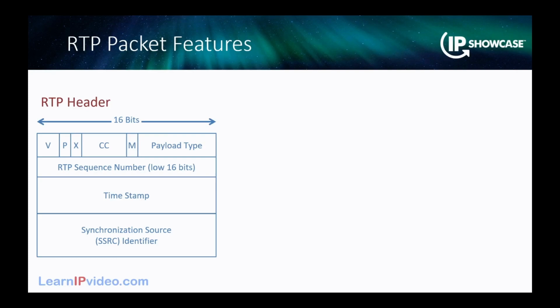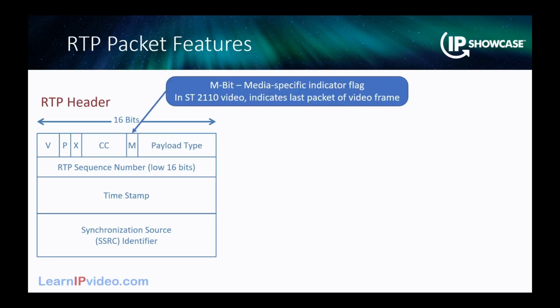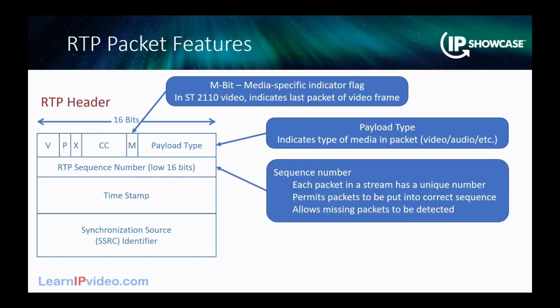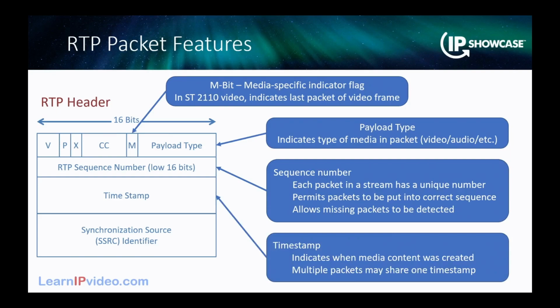So let's talk a little bit about our IP transport. What does RTP give us? It gives us an M-bit that's specially used in 2110 to indicate the last packet of a video frame. If you've got 1,000 packets, it's nice to know what the last one is. The payload type tells us what's in that packet. The sequence number, that's incremented by 1 for every single packet that is in the flow, so you can keep track of them. You can figure out if packets are missing or if packets are in the wrong order. Timestamp tells you when the media inside this packet was sampled.